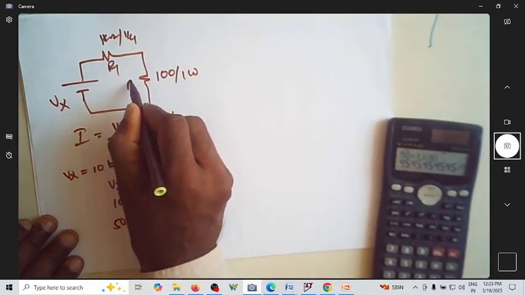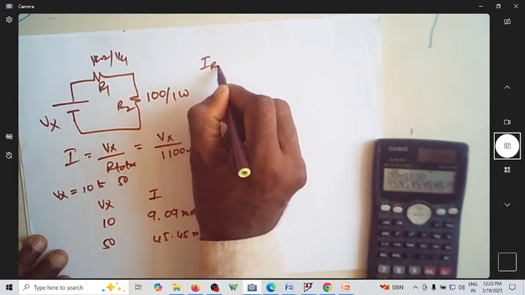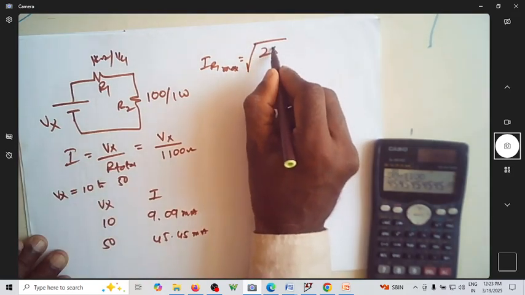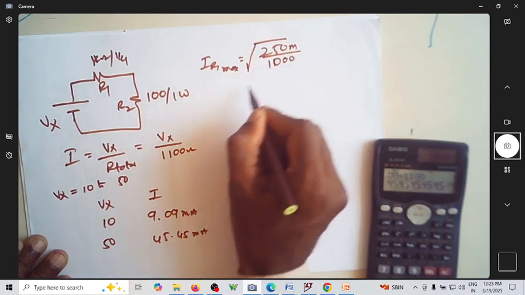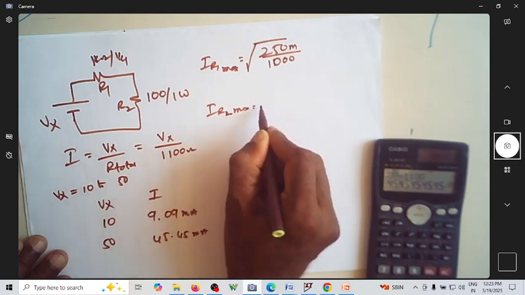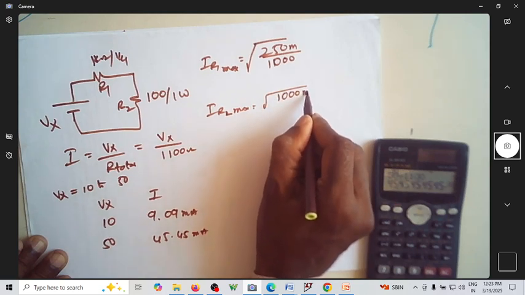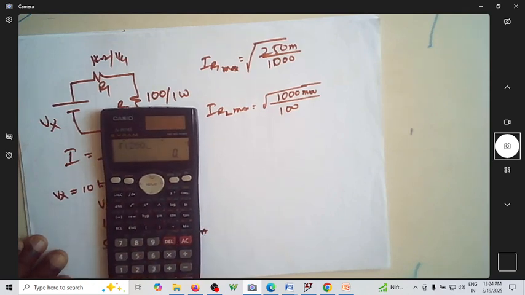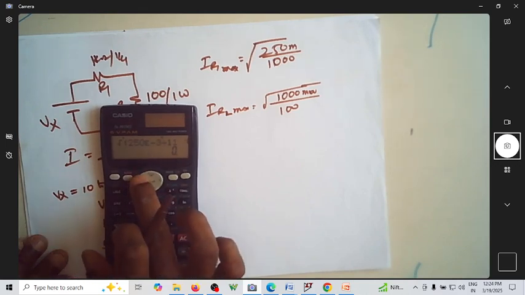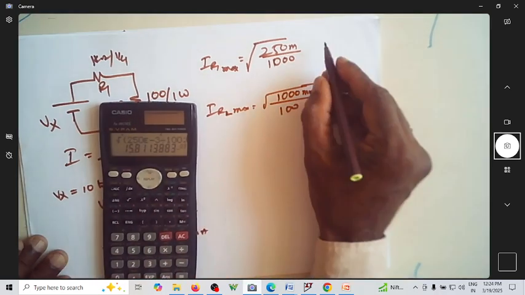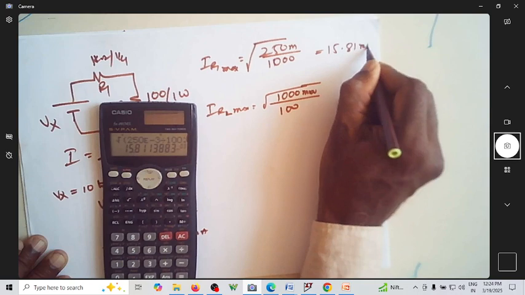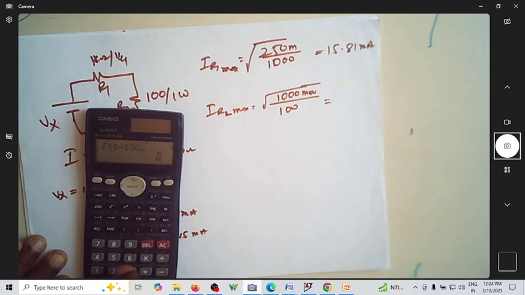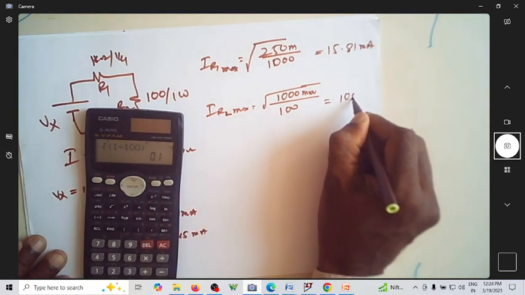Let us find what is the maximum current this can handle. So IR1 max, the maximum current it can accept without dissipating more than 250 milliwatt, is the root of 250 milli divided by 1000. And IR2 max is the root of 1000 milliwatt divided by 100. So it is now under root of 250 exponential minus 3 divided by 1000. So it can accept 15.81 milliamperes, and this can allow under root of 1 divided by 100, which is 0.1. So it can handle 100 milliampere.